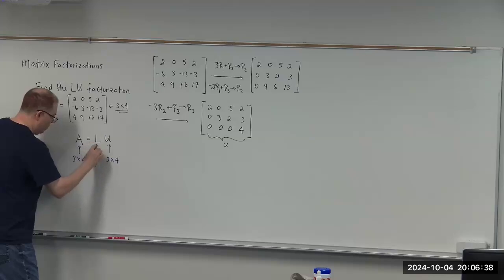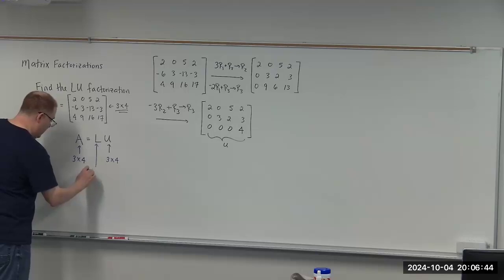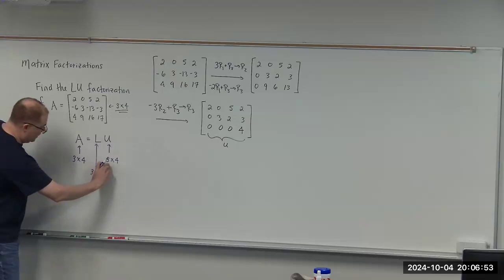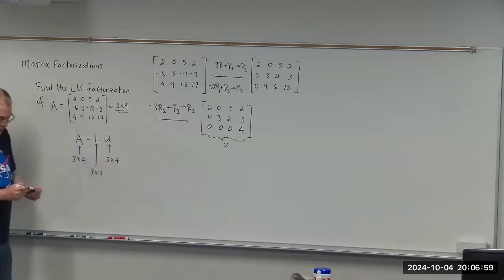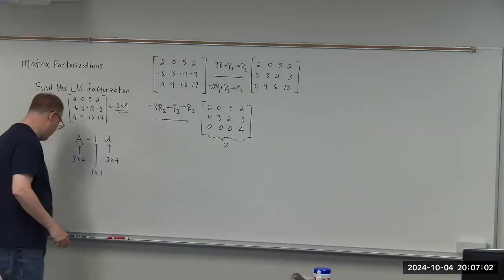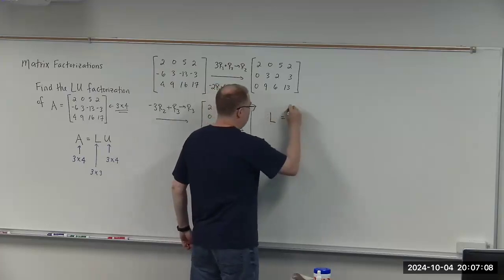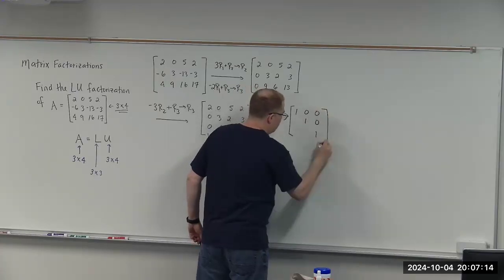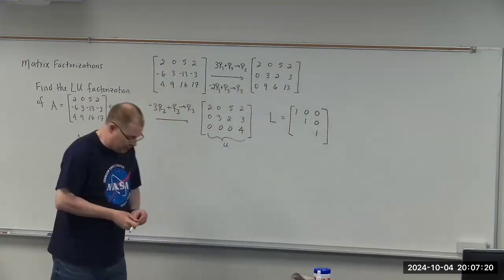So that means, to make sure things are compatible, L has to be 3 by 3, because these two values must be the same. Since this is 3, this has to be 3, and therefore we get 3 by 4. And so our L has to be a 3 by 3 square matrix. So let's do that here. Okay, so there's L, with the ones on the diagonal.